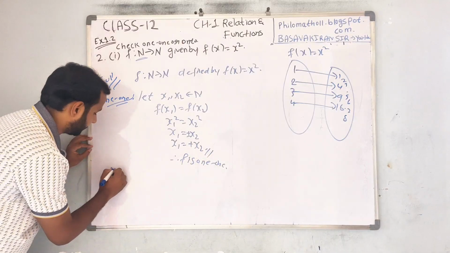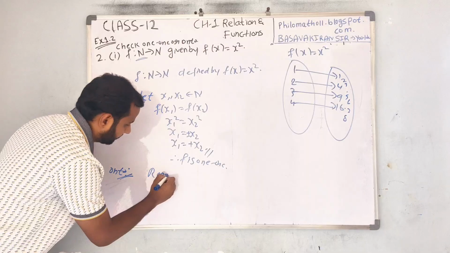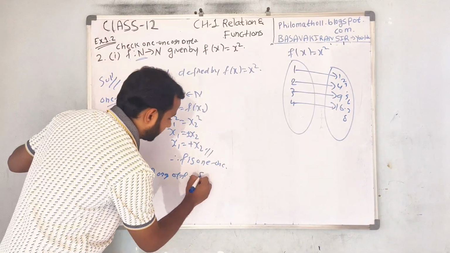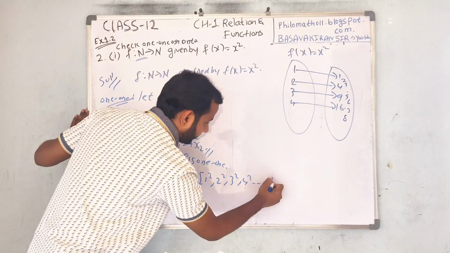Now what about the range, that is, onto? What is the range of f? The range of f is nothing but 1 square, 2 square, 3 square, 4 square, and so on.